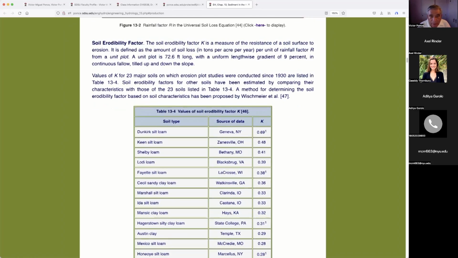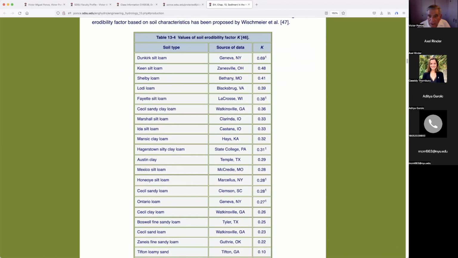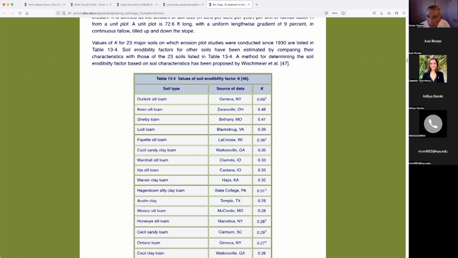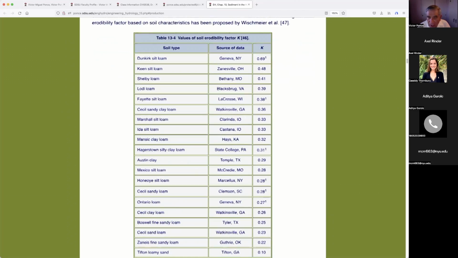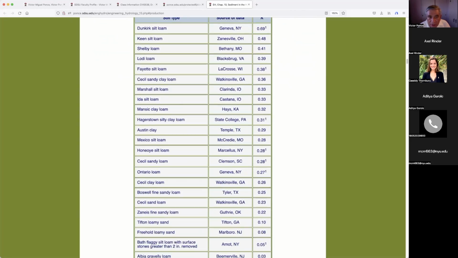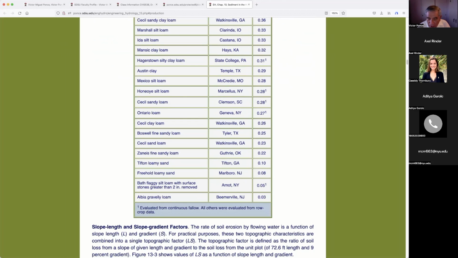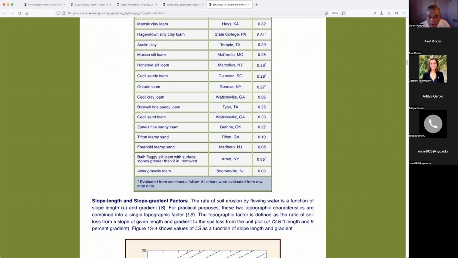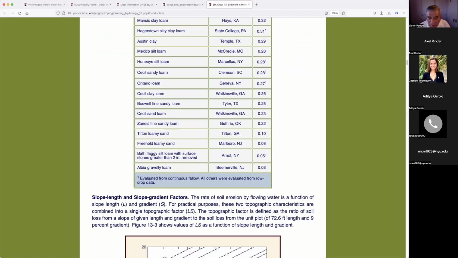Values of K were found in here. So this is going to be the product to the original energy. So K times R, R times rainfall, R times K. As you can see, these vary from as high as 0.69 to as low as 0.08. No, 0.03. A gravelly loam.